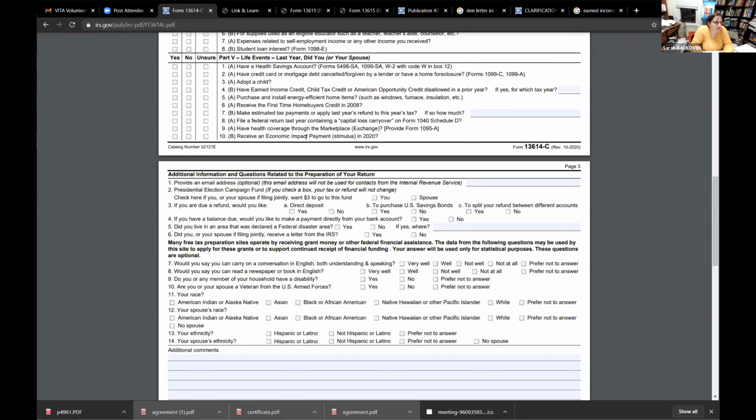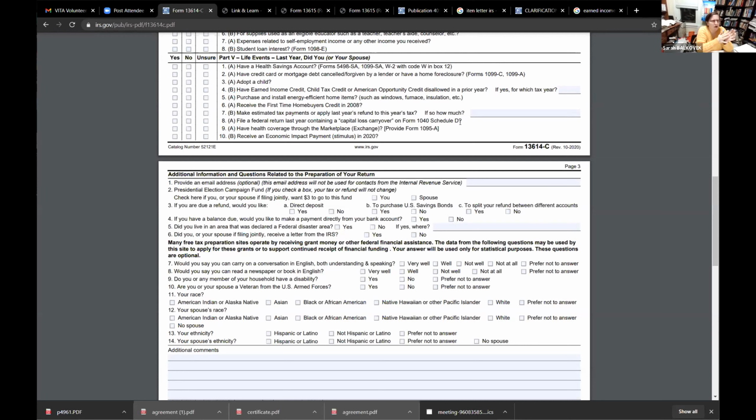Filed a federal return containing a capital loss carryover on Schedule D. I don't think I've ever seen that on VITA. Has John, Allison, Perlene, have you guys seen anything like that? I've seen it a couple of times at the friendly ones. Okay. So occasionally it'll happen, but just call one of us over and we'll be able to steer you in the right direction there.